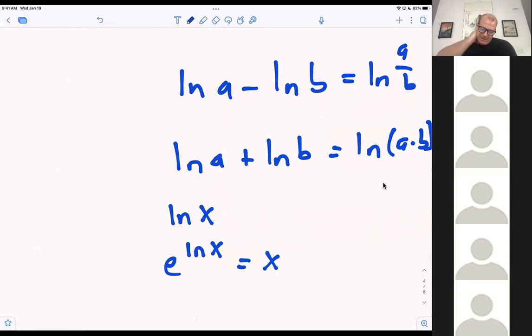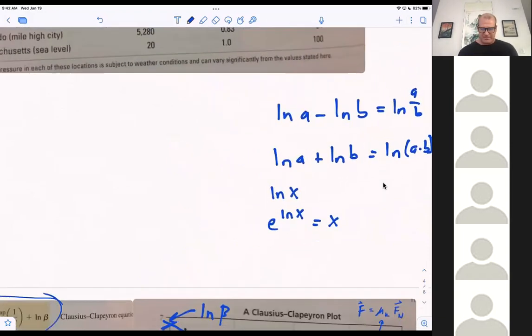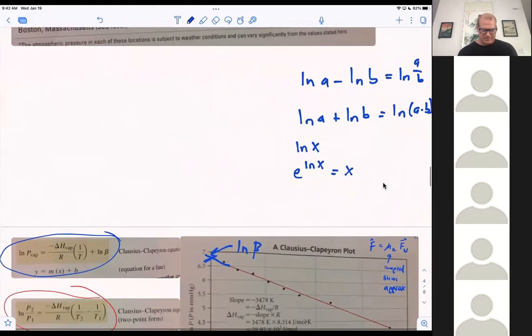If you have natural log of A plus the natural log of B, that's the same thing as the natural log of those two, A times B. Also, when you have a natural log, the inverse function for that is the exponent. So if you take e to the natural log of anything, the original number pops back out. So those are some of those equations, and we'll use those coming up.